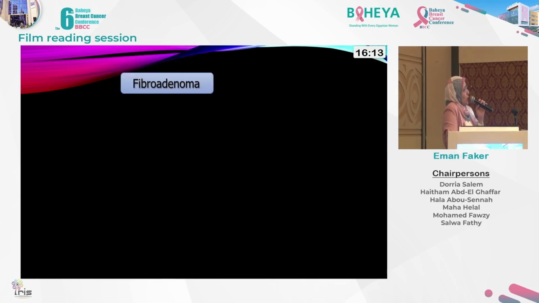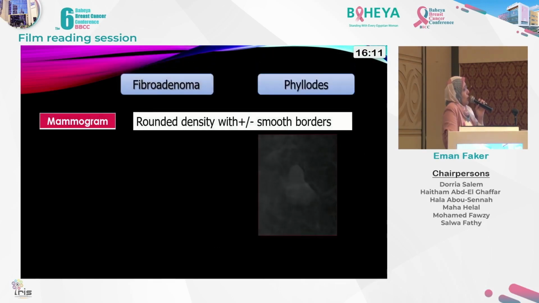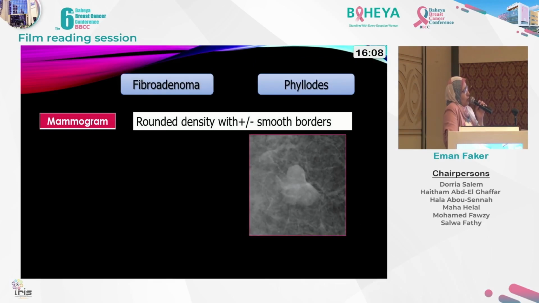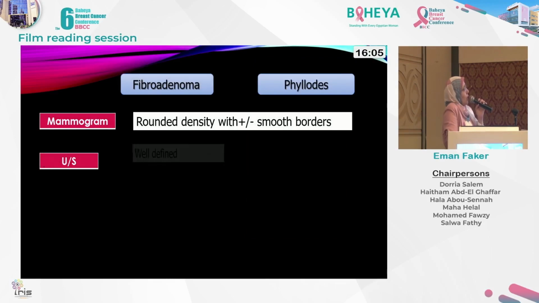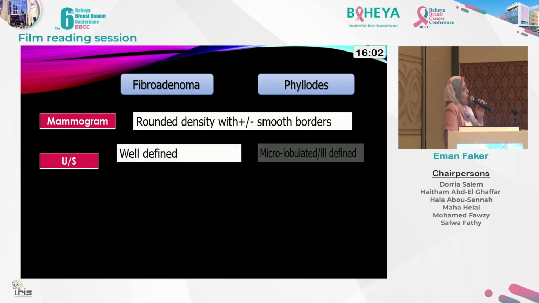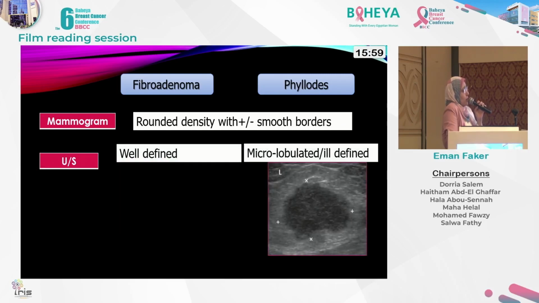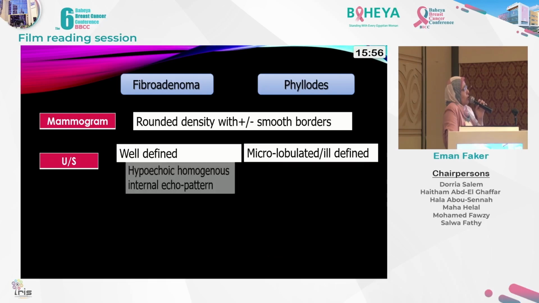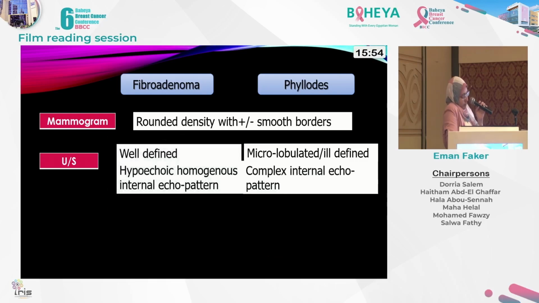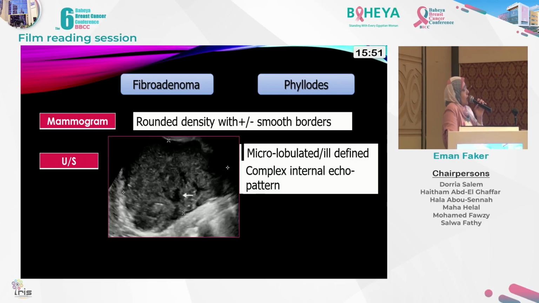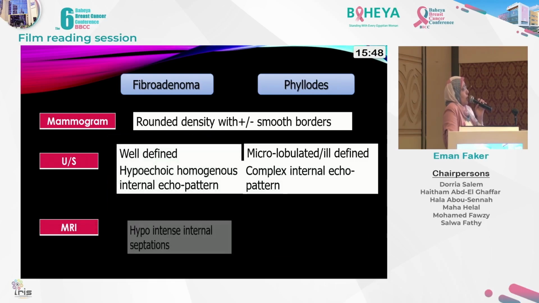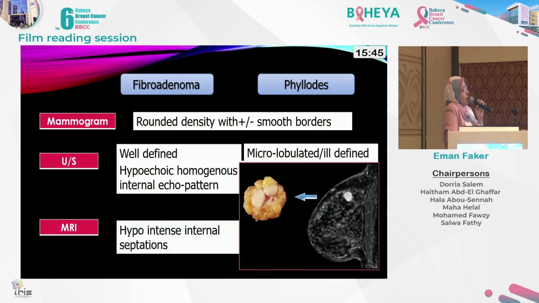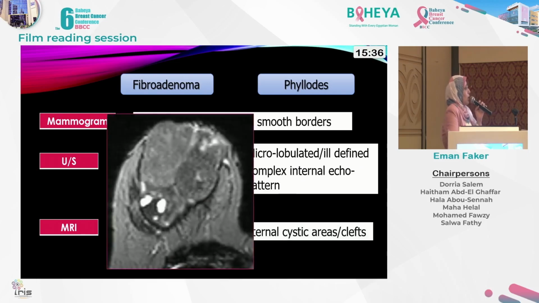So what about the imaging? In the mammogram, both appear as densities with plus or minus smooth borders, either or. On the ultrasound, the fibroadenoma is a well-defined hypoechoic lesion. The phyllodes shows microlobulated, ill-defined margins, and it may show internal cystic clefts within. Regarding the MRI, the fibroadenoma on T2 shows hypointense internal septations, which are commonly seen on T2, while the phyllodes may show internal cystic areas or clefts within.